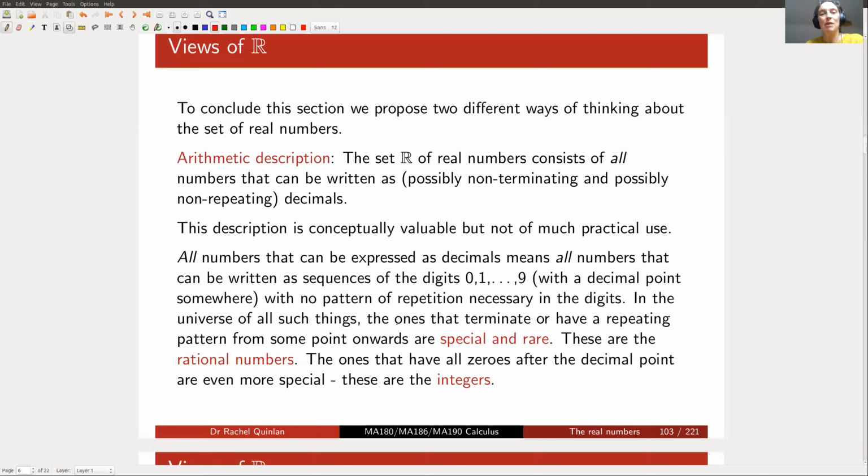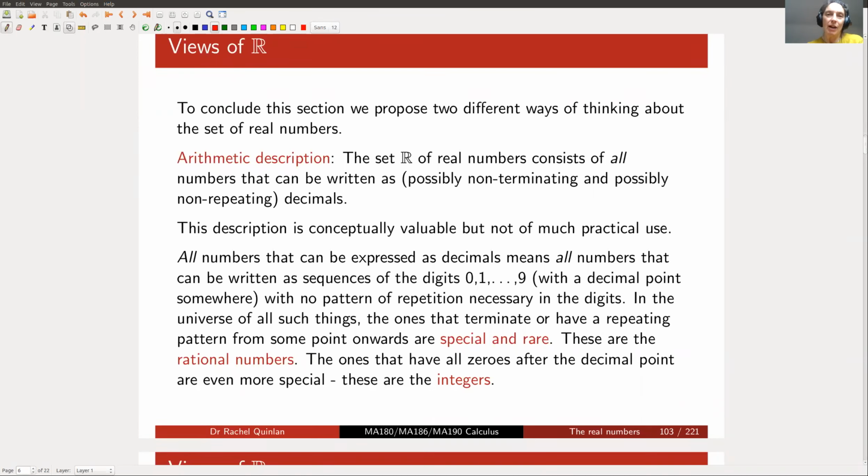I think there are many ways of thinking about a set of real numbers, and there are many people who devote their life's energy to thinking about these things, but two ways which I find useful are, first of all, what I'm referring to as an arithmetic description, meaning as numbers, as opposed to a geometric object. So we can think of the set of real numbers as all decimal representations of numbers. I call it arithmetic because the things you're thinking of are lists of digits. This description I think is conceptually quite valuable, but maybe not of much practical use.